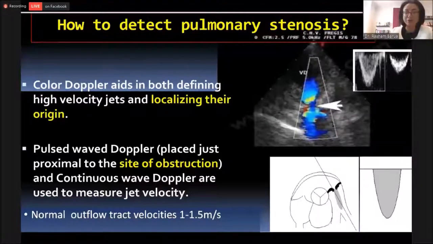Students who are at this conference, we're going to use pulse wave to find out the site of the obstruction, and we're going to use continuous wave to find out the peak velocity. And normally this is a low resistance system and we've got velocities around 1 to 1.5 meters per second.